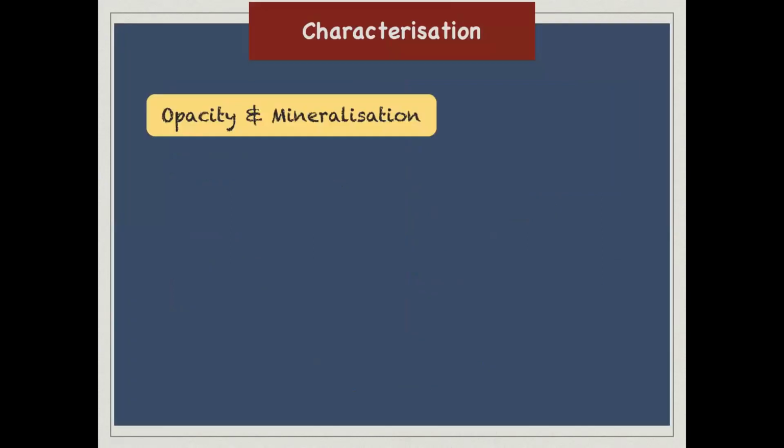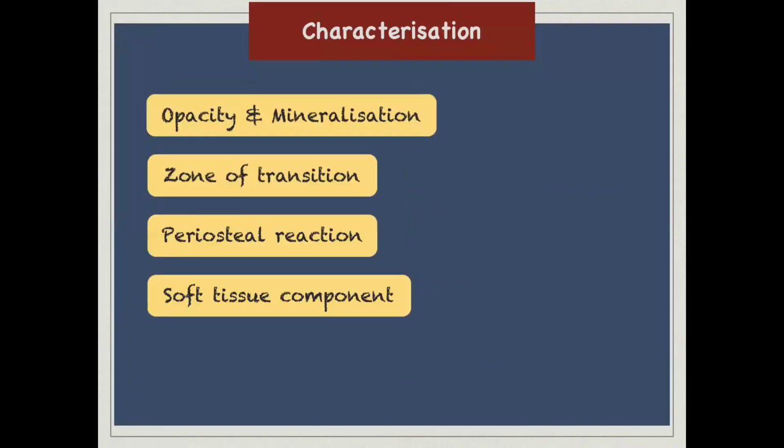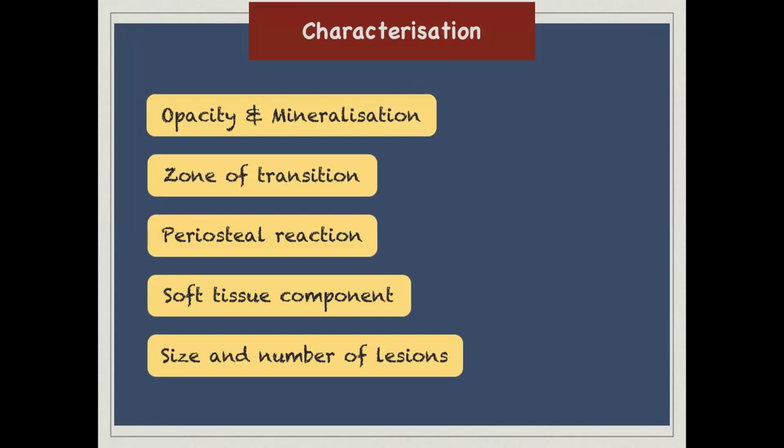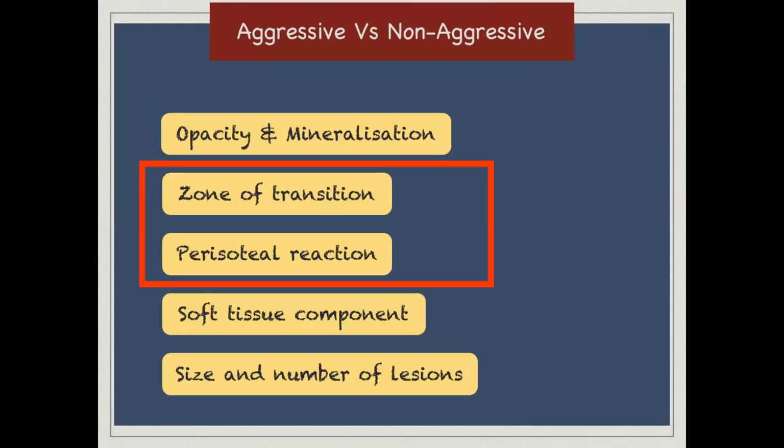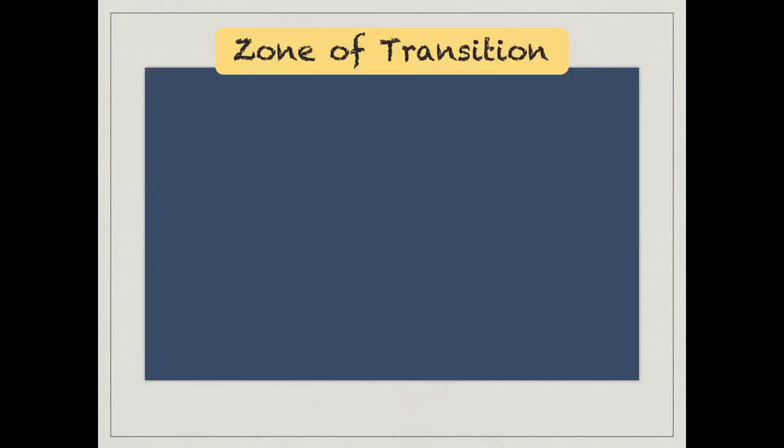Now, how can you do that, right? How can you characterize something and decide whether it's aggressive or non-aggressive? The most important step in that is to identify the zone of transition and the periosteal reaction of the lesion. We'll come on to all the 5 steps slowly, but we'll start with these 2 steps, that is zone of transition and periosteal reaction, which are really very important to understand whether the lesion is aggressive or non-aggressive. So let's start with step 1, which is the zone of transition.